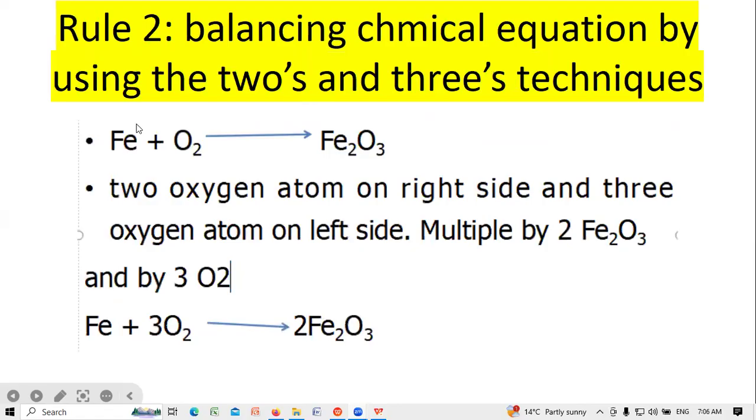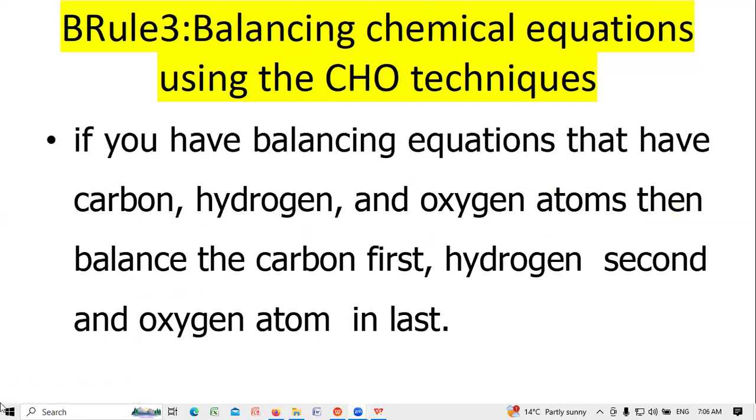Balance the chemical equation by using the criss-cross technique. See, for example, iron reacts with oxygen to produce ferric oxide. Oxygen is three on the right hand side and two on the left hand side. So exchange both sides, 2 and 3. See, 3 is multiplied before the oxygen and 2 before the ferric oxide on the right side to balance the oxygen, then after that balance the iron.